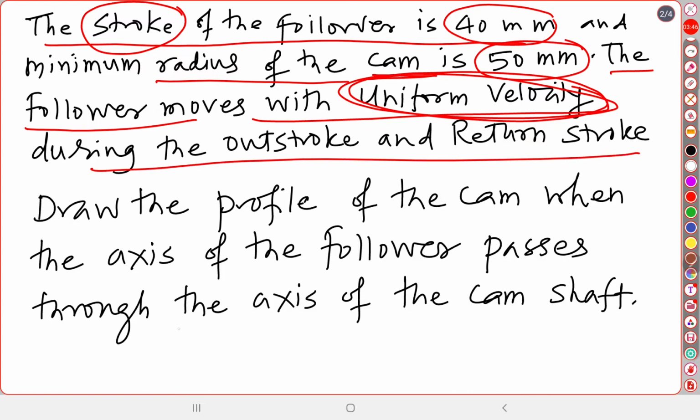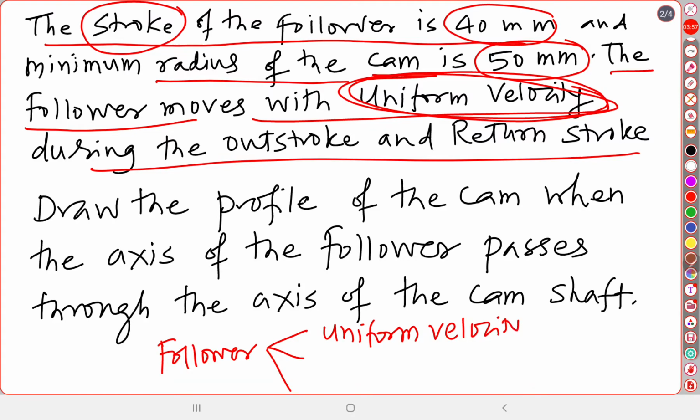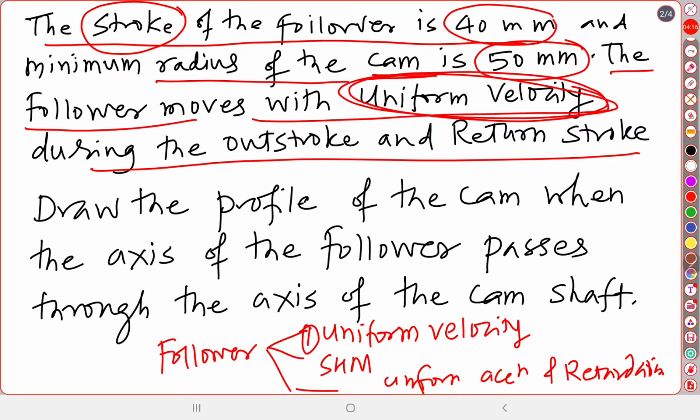As we know, the follower moves as per three conditions. First is uniform velocity, second is simple harmonic motion, and third is uniform acceleration and retardation. Most of the problems are based on these three conditions. So this particular problem is based on the follower moving with uniform velocity, the condition that we have identified. After understanding this data, let us see what has been asked.